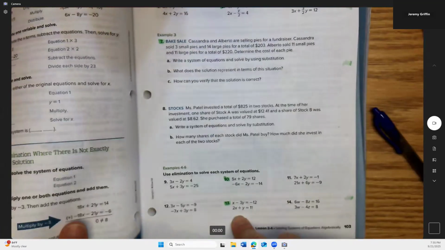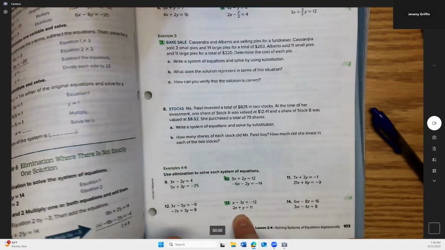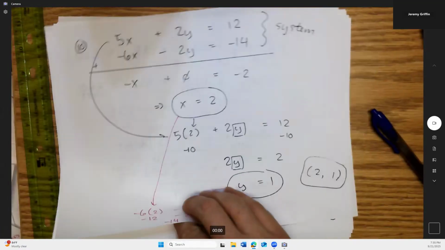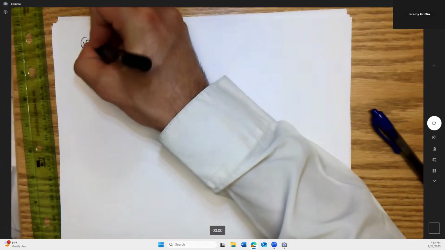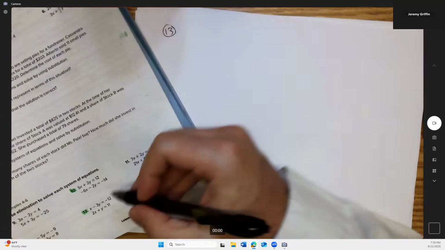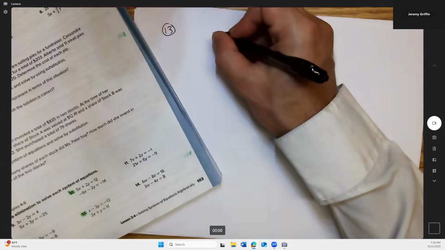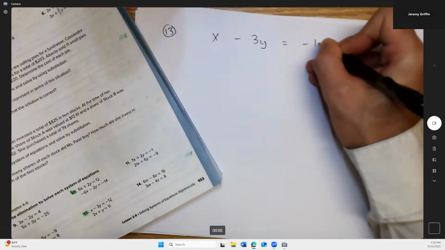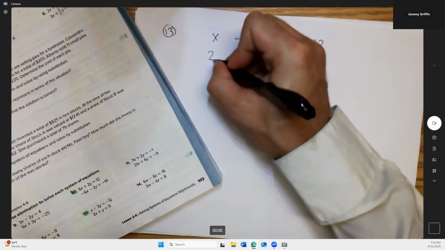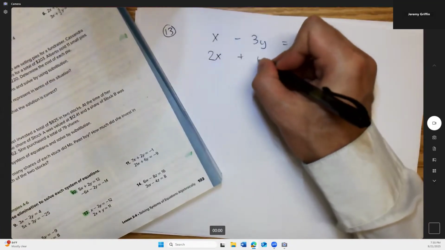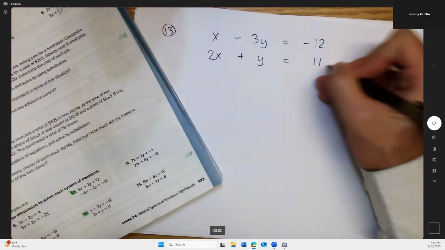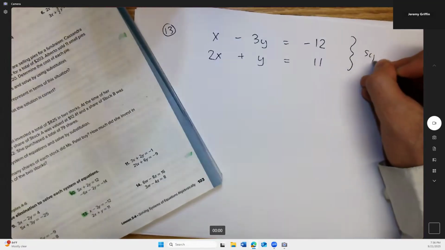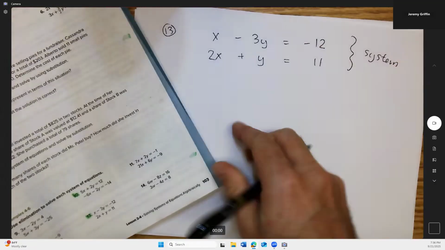Okay. Now let's do another elimination. I wanted to do one where I had to multiply by some factor. So 13 looks like that will provide that opportunity. Number 13. It's straight out of the book here. Getting x minus 3y equals negative 12 and 2x plus y equals 11. And there's my system. Right?